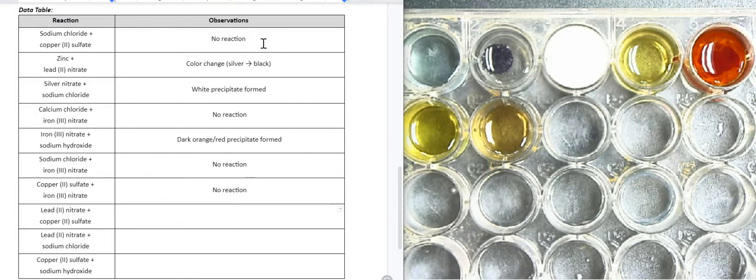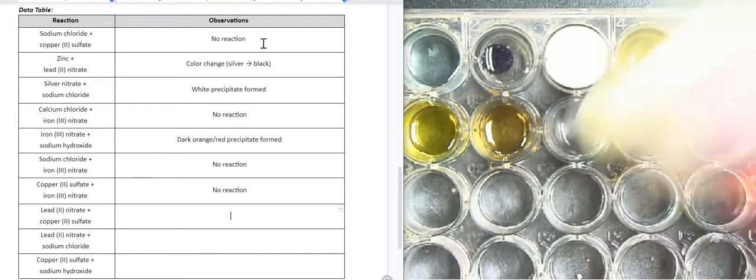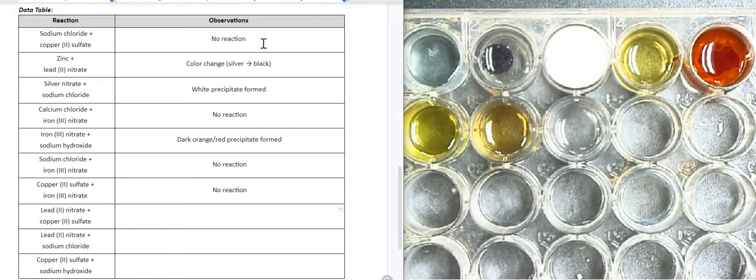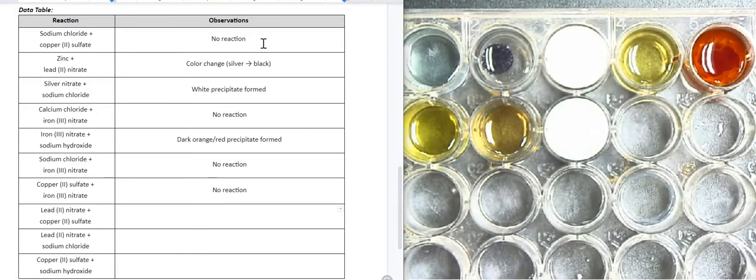Number 8, lead II nitrate with copper II sulfate. Alright, this one looks just like reaction 3. So again, right away I can see that it's white. I could not see through to the bottom. It means it's getting cloudy. The reason we can't see through it, the reason that it is cloudy is because there's solid formed in there. So we would call that precipitate formation.